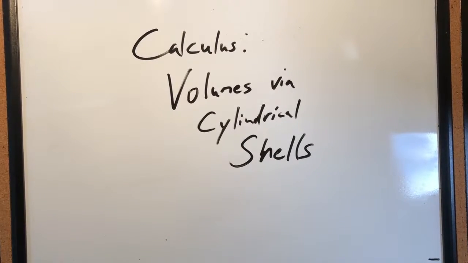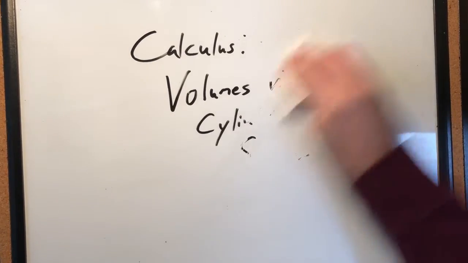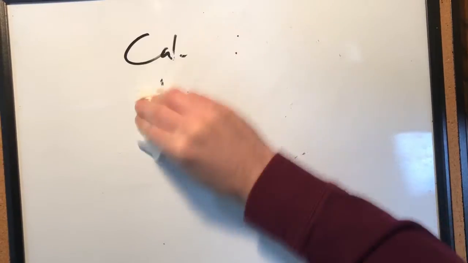Okay, welcome back. This time I want to talk about, in calculus, calculating volumes, but in this case using cylindrical shells rather than using cross sections. There is a difference, and I'll explain to you in just a second here. All right, so let me erase this off of here so I have a little bit of room to write.